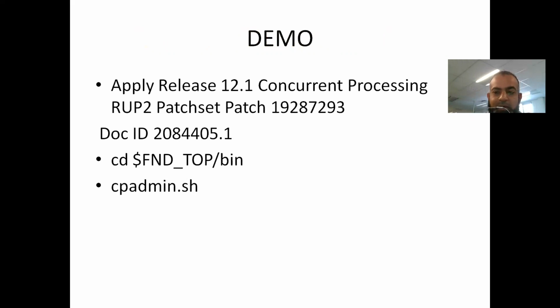All right. So I'm going to go through a demo, but if you want to have this, which I strongly recommend, I have seen huge benefit in applying this patch set on site: apply the Oracle Release 12 Concurrent Processing RUP2 patch, 19287293. I have seen huge benefit on site with this patch. Requests run a bit faster as well, right? And you can use doc number 2084405.1. And let us start the presentation and let us start the demo.